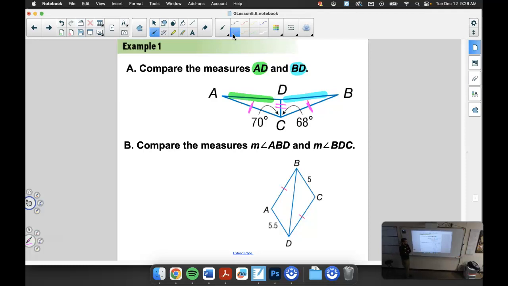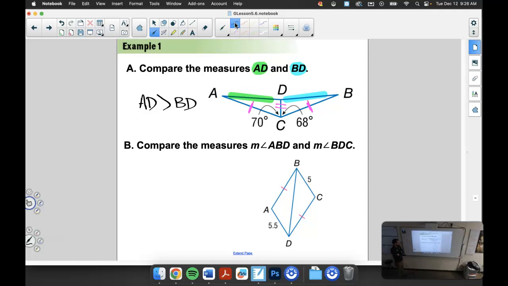And then I'm like, okay, well, 70 is bigger than 68. Awesome. Which means that AD is greater than BD. Notice there's no bars on top of these because we're talking about the measurement of them. They're not segments that we're talking about. We're talking about the measures of them. Is that okay? Is that the idea on it?